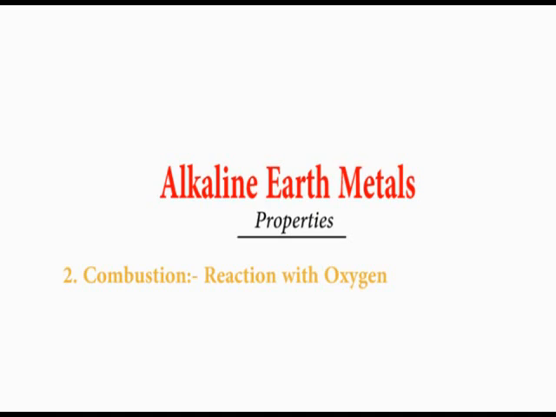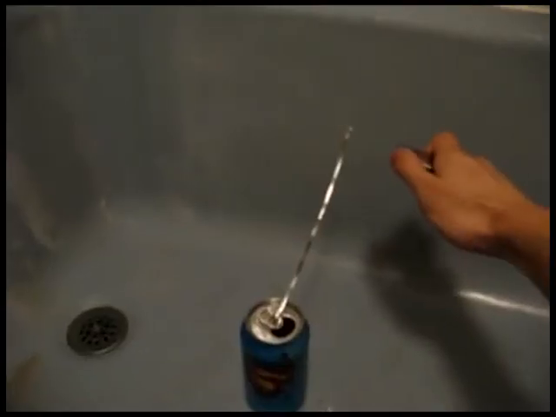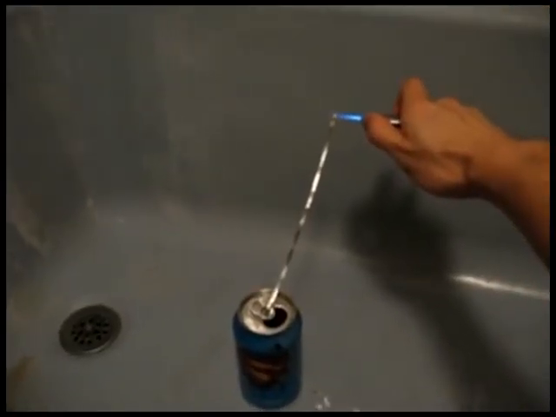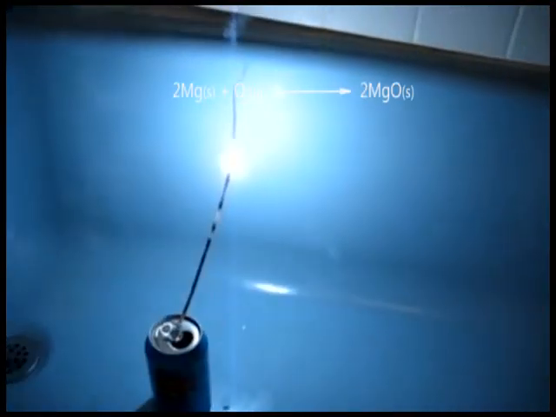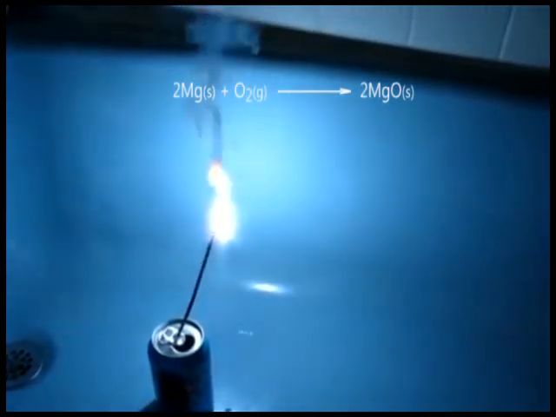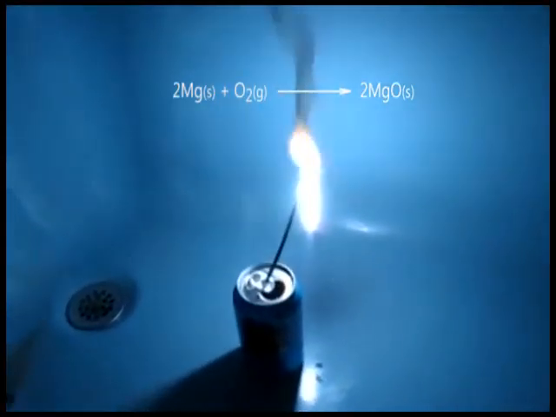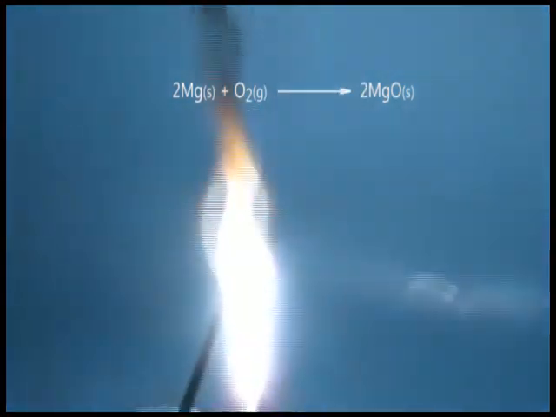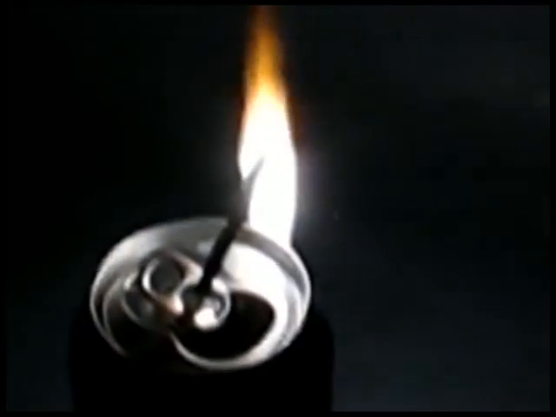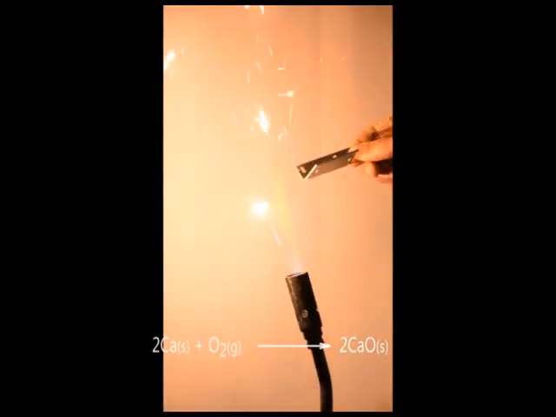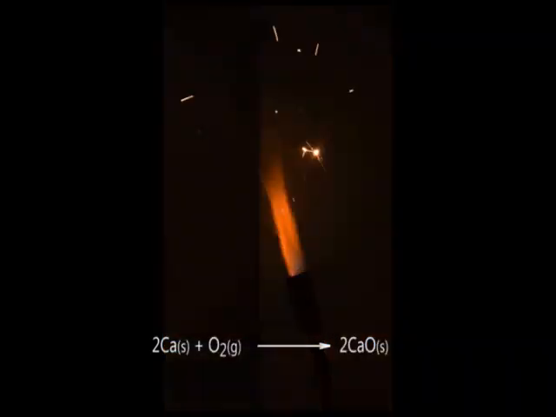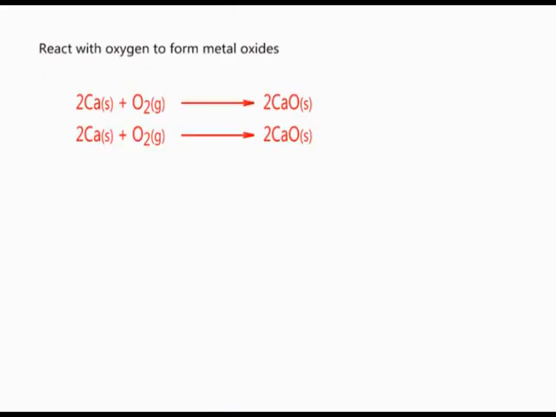Combustion. Magnesium burns in air with a brilliant blinding flame to form magnesium oxide. Calcium burns with a reddish-brown flame to form calcium oxide. And so alkaline earth metals react in air to form metal oxides.